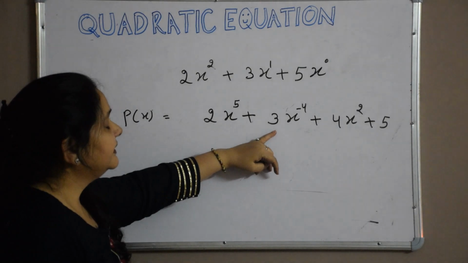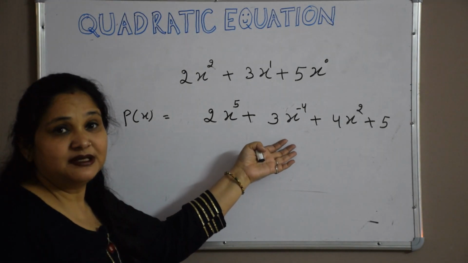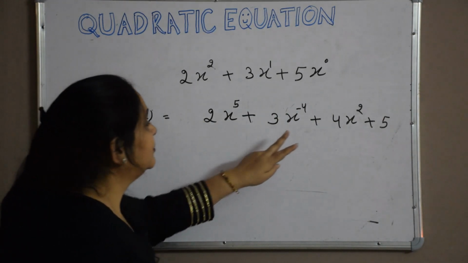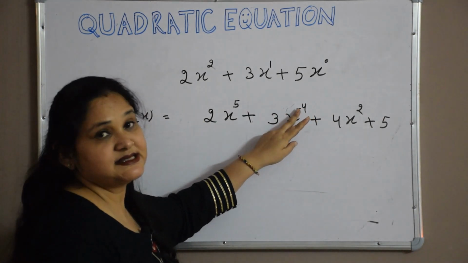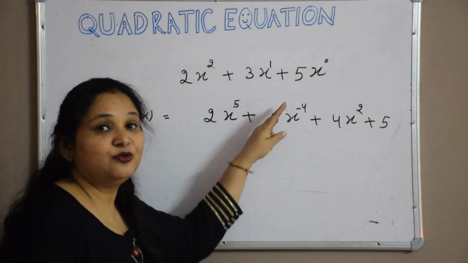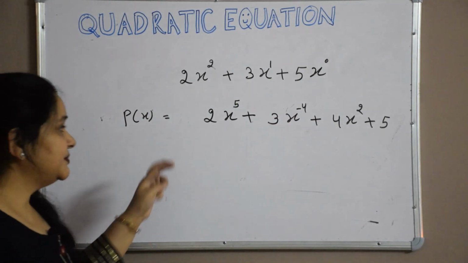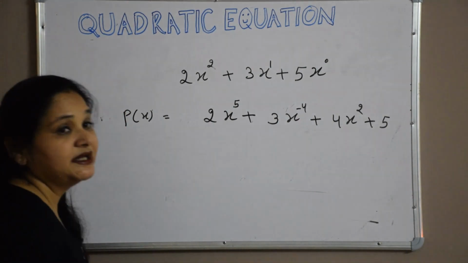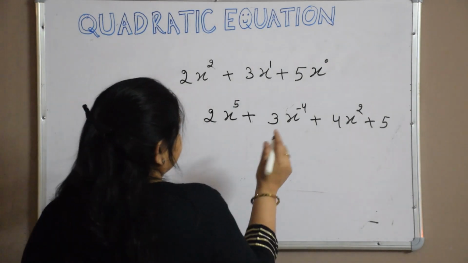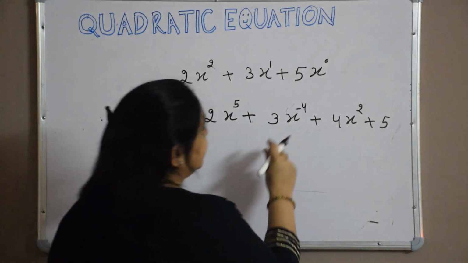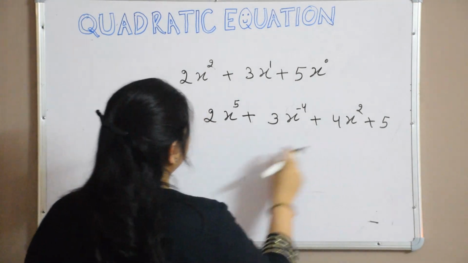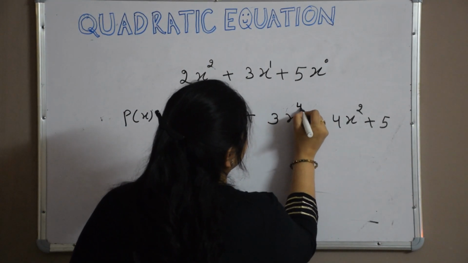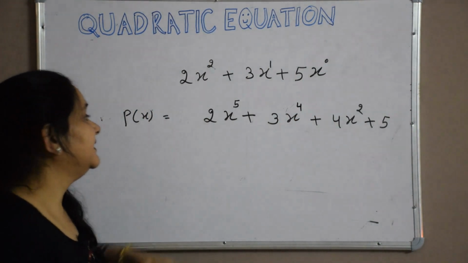First of all, can we say it is a polynomial? No, we can't say it is a polynomial because the exponent of x is negative here, and I told you the main condition for an algebraic expression to be a polynomial is that the exponent should be positive. And here minus 4 is negative, so it is not a polynomial. To make it a polynomial, we should write it like this.